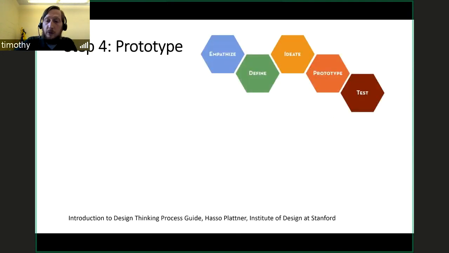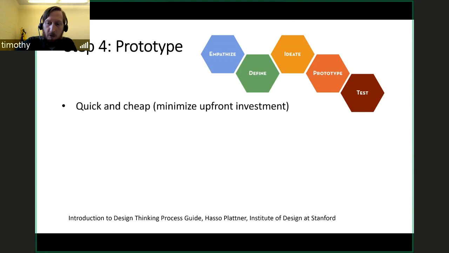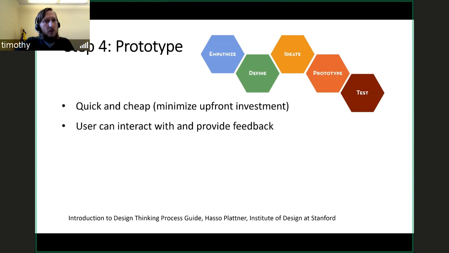After that, you want to go into prototyping. Quick, cheap, minimize your upfront investment. Get something that you can touch as soon as you can. A user can interact with and provide feedback. So this is one place, and I'll tell a couple of stories about this. When we're doing our initial prototypes, a lot of times what we'll do in research is just convey the idea to the customer.